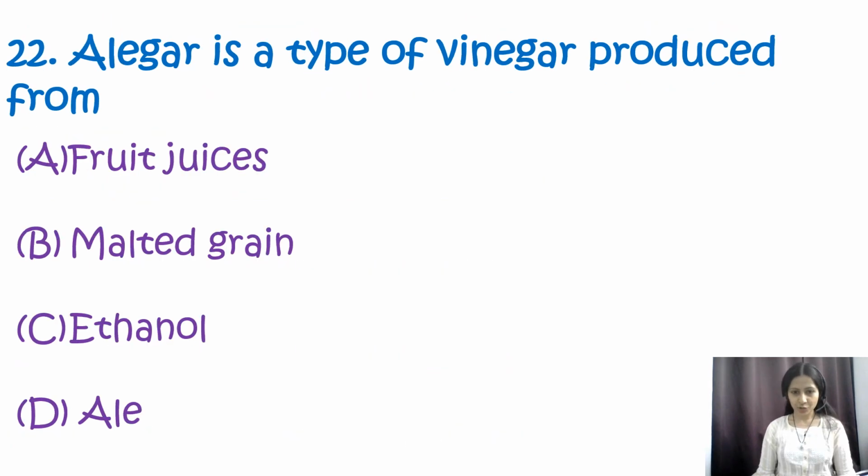Question number 22. Alegar is a type of vinegar which is produced from, options are fruit juices, malted grains, ethanol, and ale. So the correct option over here is D, that is ale. Alegar is a type of vinegar which is produced from ale. It is traditionally made from the fermentation of ale, a type of beer, which is allowed to undergo acetic acid fermentation to convert the alcohol into vinegar. So the correct option over here is D, that is ale.